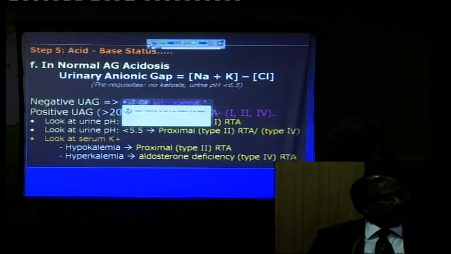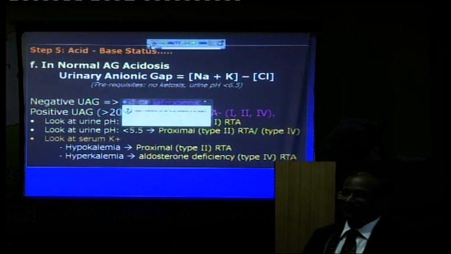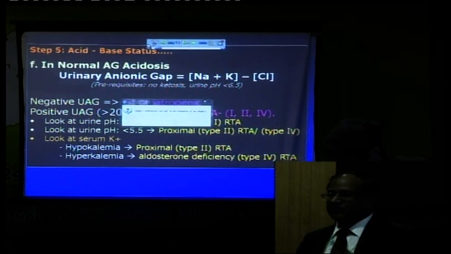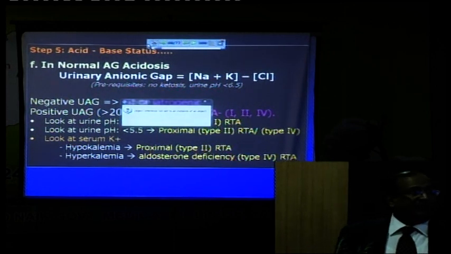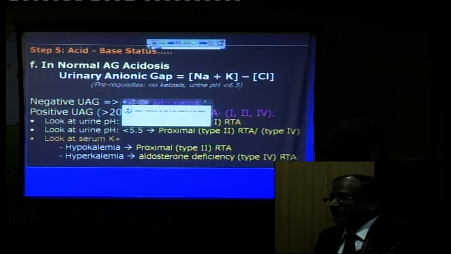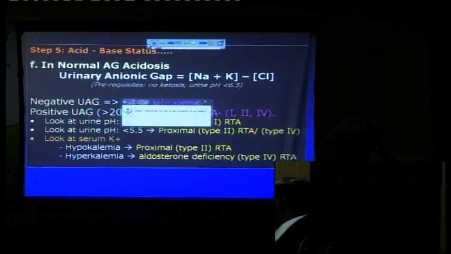A type 1 RTA, which is distal RTA, irrespective of the bicarbonate value, you have to give soda bicarb. Whereas type 2, which is proximal RTA, you give soda bicarb only if the serum bicarbonate is less than 15. Type 4 RTA is important because you need to treat with fludrocortisone. Alright? So that is why it is important to pick up these disorders.